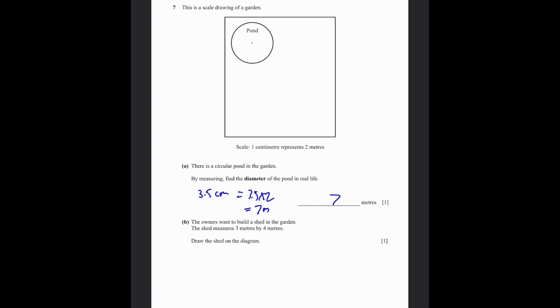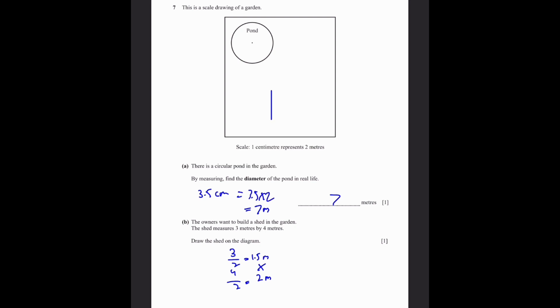B. The owners want to build a shed in the garden which is 3 meters by 4 meters. Draw the shed on the diagram. What you need to do is, first we need to change this to the centimeters so we can draw it on the diagram. So 3 by 2 is 1.5 meters and 4 by 2 is 2 meters. So it'll be 1.5 by 2. That's the rectangle.